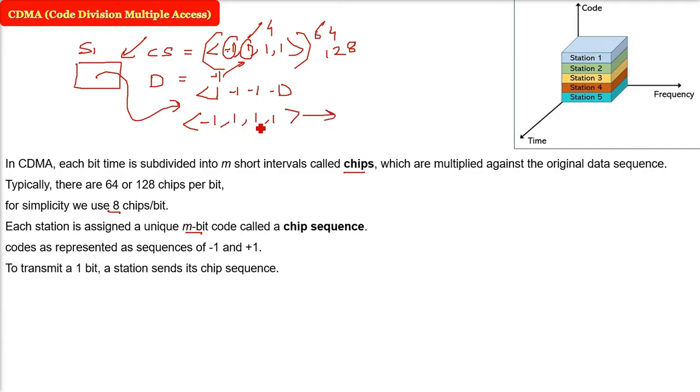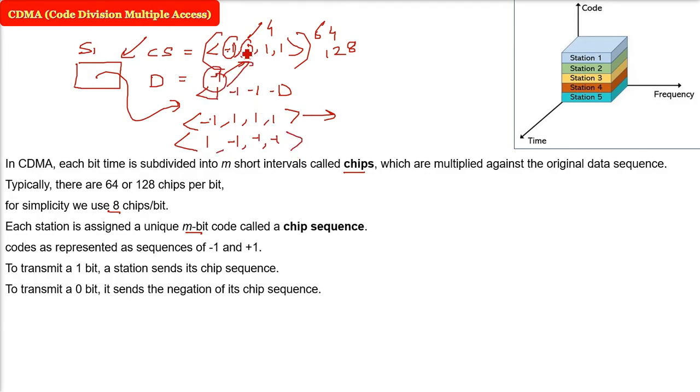Okay. Now what about 0? If a 0 bit has to be transferred, the same chip sequence will be complemented, or the negation of this chip sequence will be done. Just multiply everything with a -1. That is, take the complement. So in order to send a 1 bit, the original chip sequence, for 0, the negation. As I'm saying, we are just taking 8 chips per bit. So let us take a station A sending some chip sequence.